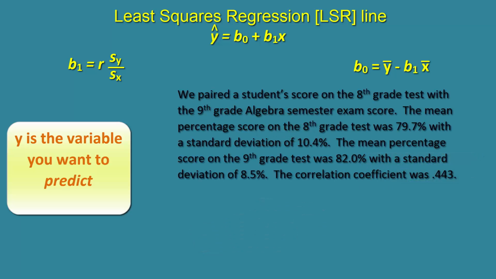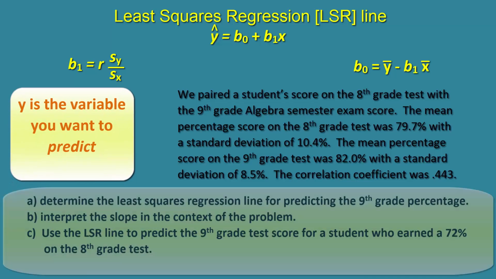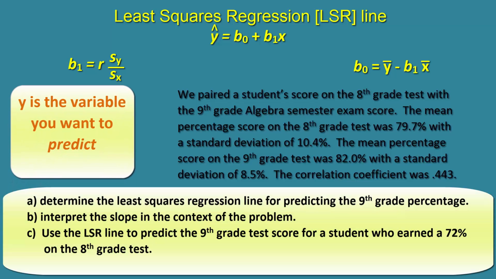We paired a student's score in the 8th grade test with the 9th grade Algebra semester final exam score. The mean percentage score on the 8th grade test was 79.7% with a standard deviation of 10.4%. The mean percentage score on the 9th grade test was 82% with a standard deviation of 8.5%. The correlation coefficient was 0.443. Here are the questions we need to have answered.